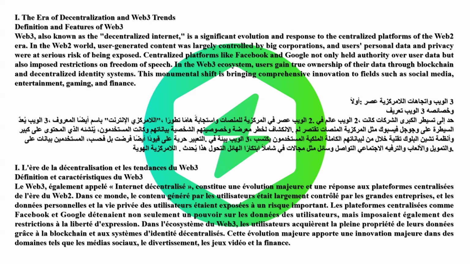So Web3, also known as the decentralized internet, is a very important evolution and response to the centralized platforms of the Web2 era. In Web2, user-generated content was controlled by the corporations, not the creators, and all your personal data and privacy are seriously exposed. Centralized platforms like what? Facebook, Google not only have authority over user data, but also impose restrictions on freedom of speech, right? Because on Facebook, a lot of things we cannot say, and on Google also, a lot of content that we cannot share. So in the Web3 ecosystem, users gain true ownership of their own data through blockchain and decentralized identity systems, right?